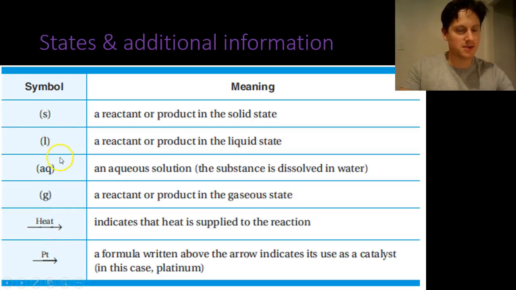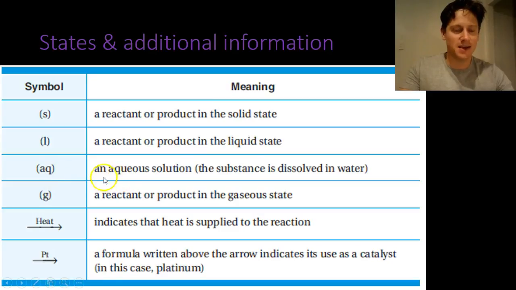Just going through the list, relatively self-explanatory. An S in brackets after a molecule, a product, a reactant, is talking about that substance being in the solid state. If there's an L, that stands for liquid, okay? A reactant or product in the liquid state. AQ is a little bit different.